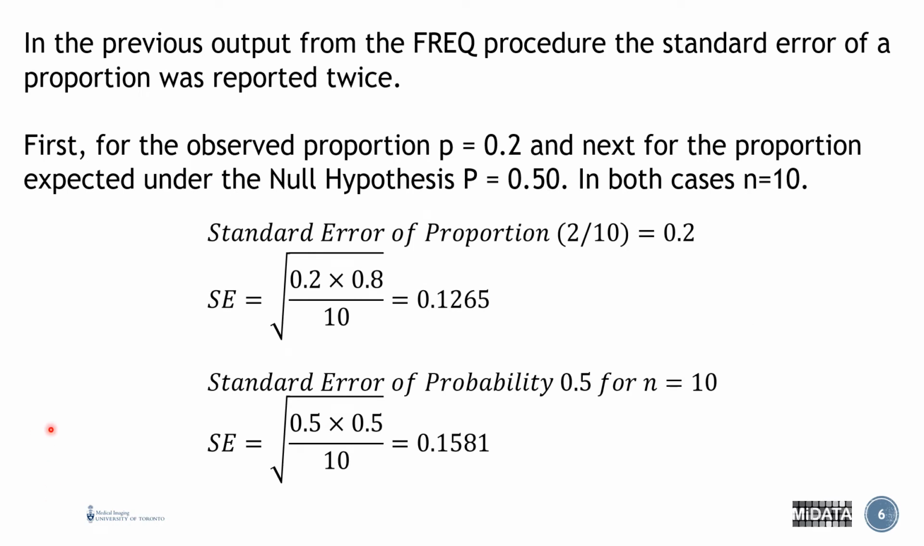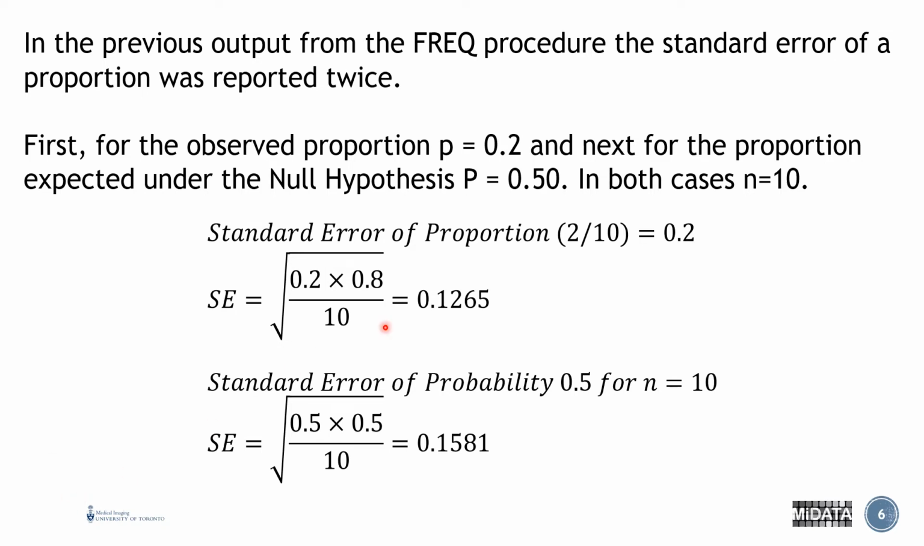Now, if you remember in the previous output from the SAS freq procedure, the standard error of a proportion was reported twice, and I pointed that out in the slide. First was the observed proportion, or the sample proportion, which was p equals 0.2 for no, because no came before yes. If we had flipped it around, it would have tested it for yes, which would be 0.8. And then next, on the right of the slide, the proportion expected under the null hypothesis was capital P equals 0.5. And in both cases, n of course equals 10.